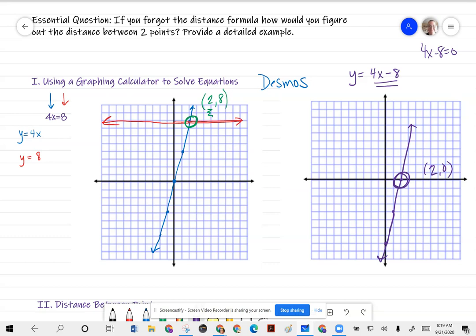All right, so that's utilizing a graphing calculator to solve. Either way is valid, but just understand that that's what that means if you don't solve for y or put it into a linear equation.